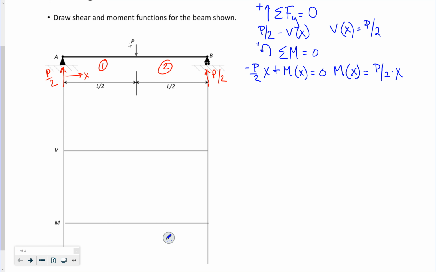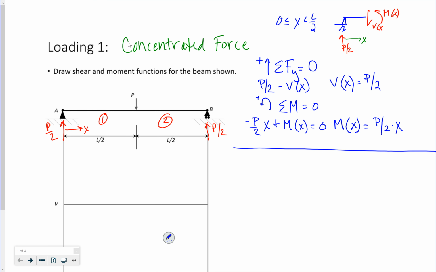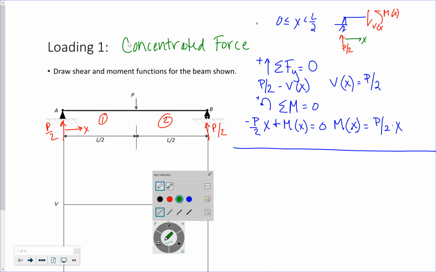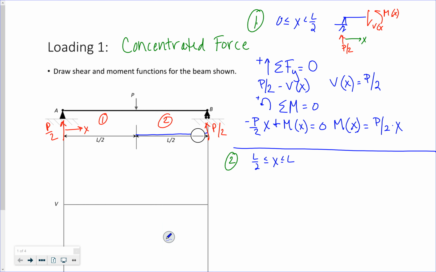Now let's look at my second section, right? This was number 1. Here we have section 2 for L over 2 to L, right? From L over 2 to L.